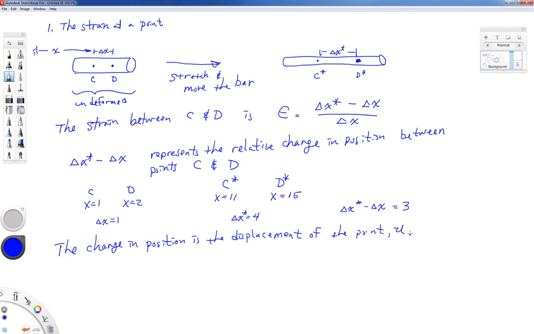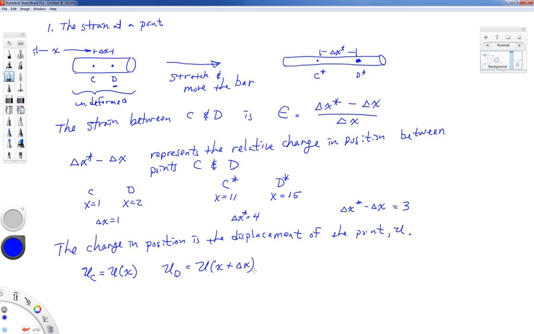And the symbol we're going to use for displacement is a little u. Now the way that we can indicate displacement: if I wanted the displacement of point C, I would label that as u sub c, or I would say that that would be the displacement of the point that was originally at position x. If I want the displacement of point D, then that would be the displacement of the point that was originally at position x plus delta x. So you see up here, the original location of point D was at position x plus delta x.